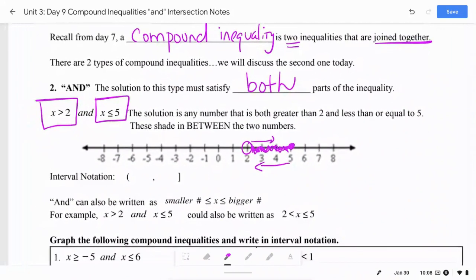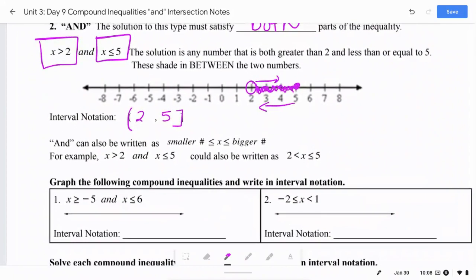So the interval notation will not have any infinities with it because it's just going to be from positive 2 to positive 5. Notice there's a parenthesis with the positive 2, but a bracket with the positive 5 since the positive 5 has a closed circle.